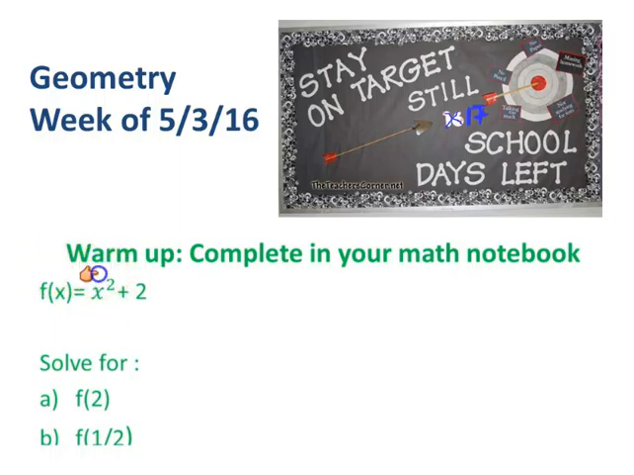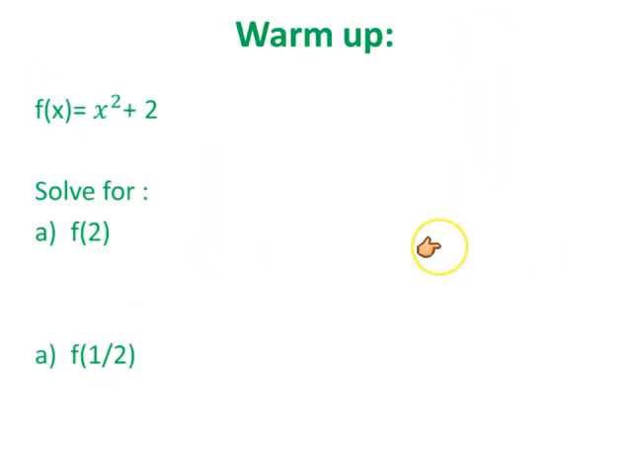f of x equals x squared plus 2. So this is our function, and I want you to solve that function for f of 2 and f of 1/2. Remember that this is the notation for functions. It's just a fancy way of saying that when I say f of 2, it means whenever you see an x in the equation above, you're going to plug in 2 and solve. Same for when you need to find f of 1/2. Wherever you see an x, you're going to plug in 1/2.